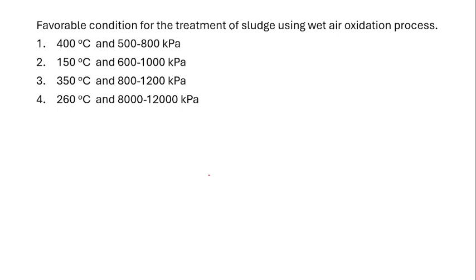Next question is the favorable condition for the treatment of sludge using the wet air oxidation process. So in the wet air oxidation process, what is the temperature and pressure used? Is it 400 degrees Celsius and 500 to 800 kilopascal, or 150 degrees Celsius and 600 to 1000 kilopascal, 350 degrees Celsius and 800 to 1200 kilopascal, or 260 degrees Celsius and 8000 to 12,000 kilopascal? So, what is the favorable condition used in the treatment of sludge using the wet air oxidation process?